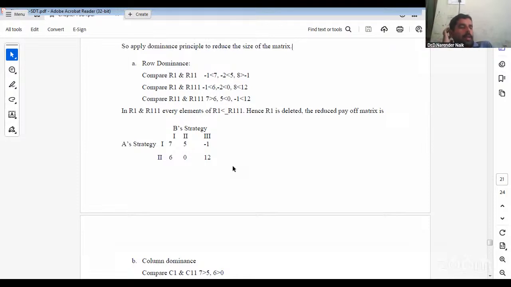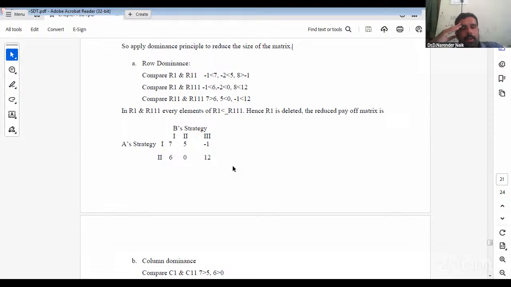Comparing R1 and R3, every element of R1 is less than R3, hence R1 is deleted. The reduced payoff matrix is here: B strategy, A strategy, with rows 1, 2, 3 and columns 1, 2: 7, 5, minus 1, 6, 0, then 12. This is the reduced payoff matrix.